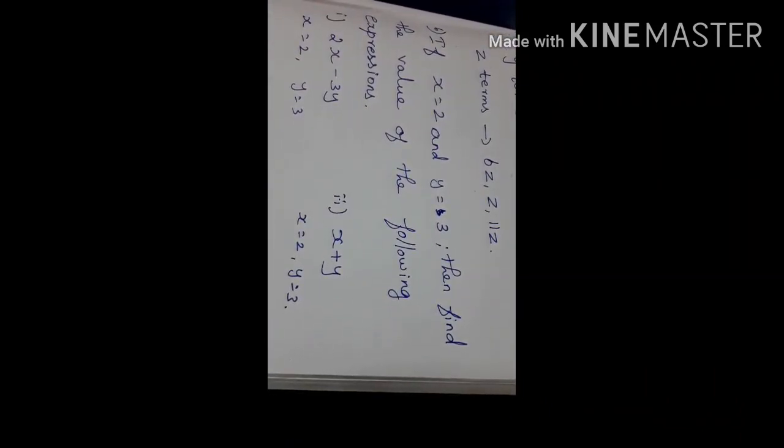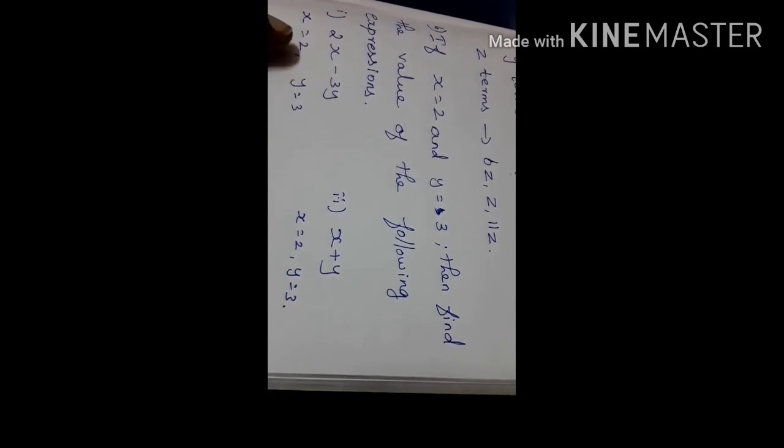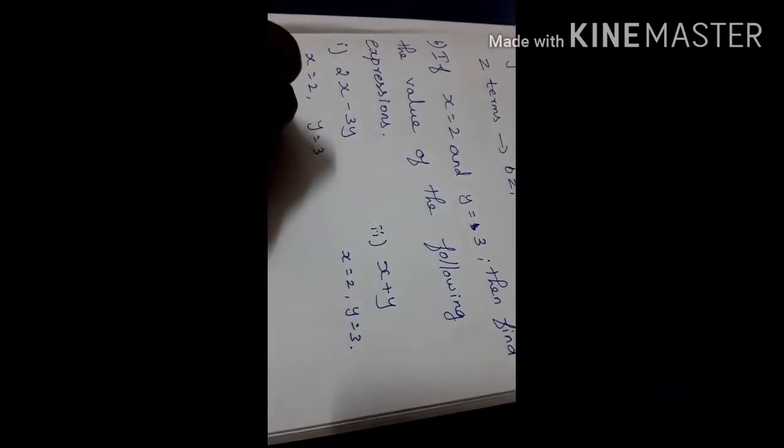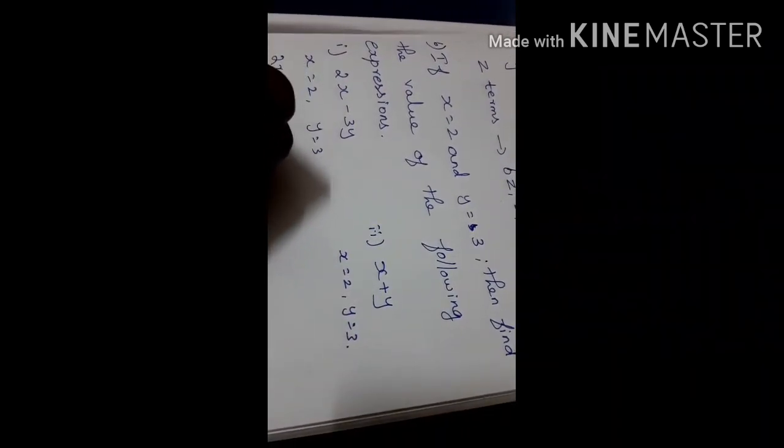Next, if x is equal to 2 and y is equal to 3, then find the value of the following expressions. Here we have to find the value of the expressions. It's very easy. For x you have to substitute the value 2, and for y you substitute the value 3. What is substitute? So see, 2x minus 3y.